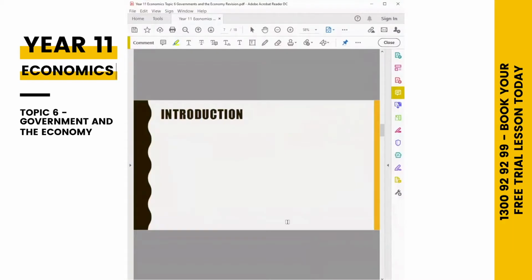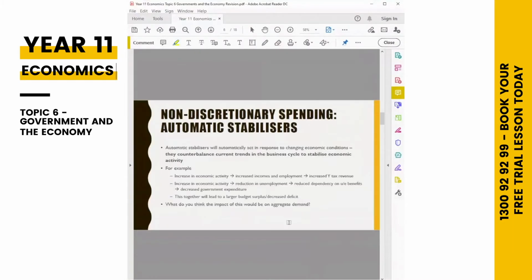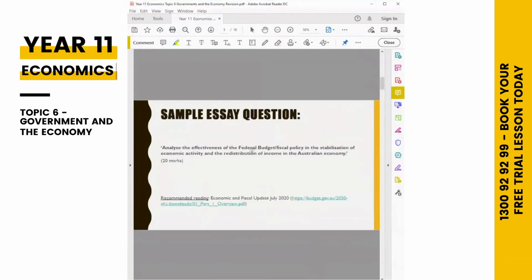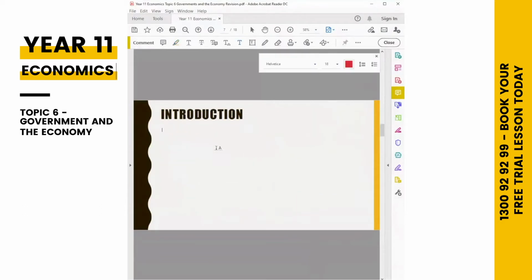Let us start with our introduction. Okay, so this is useful for me to bring back the essay question. Analyze the effectiveness of the federal budget or fiscal policy in the stabilization of economic activity and the redistribution of income. So what I would do here is define fiscal policy. We had this in our content: fiscal policy is defined as the way in which the government uses the budget to influence economic activity, resource allocation, and the distribution of income.